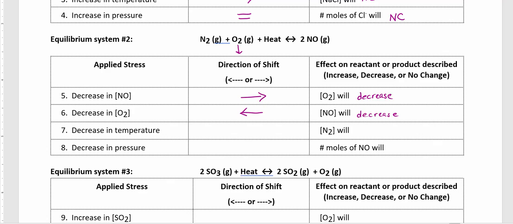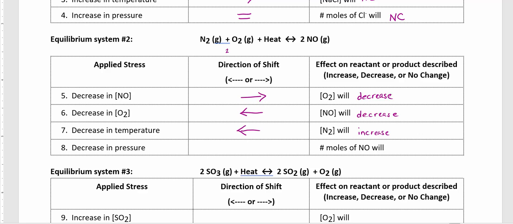Number 7, if we decrease the temperature using heat as if it is a reactant, if we remove it, so we're cooling this system, then we will shift the equilibrium to replace that heat. That means the concentration of the N2 will increase accordingly because we are shifting the equilibrium towards the production of more of our reactants.